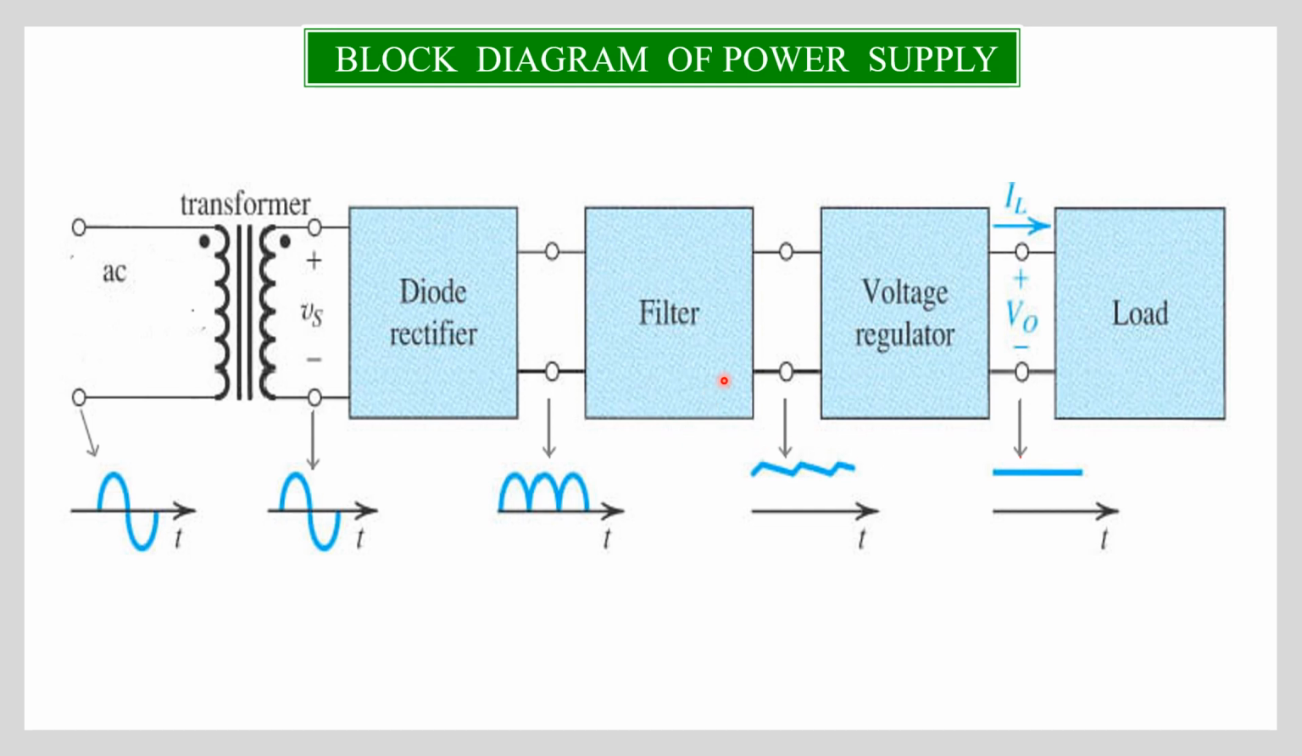Then the output of the filter, once we have got the pure DC, now what is our work? Now the regulator's work is to keep this DC voltage constant, so it should not keep on fluctuating. For the function of the regulator, here you can use a Zener diode.